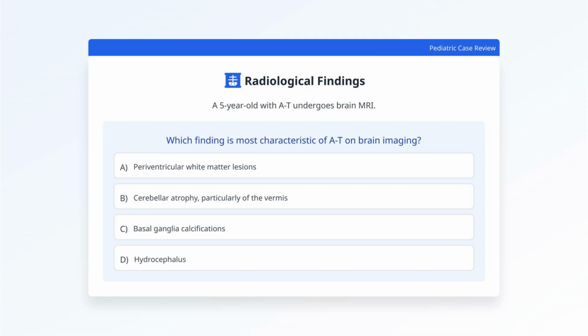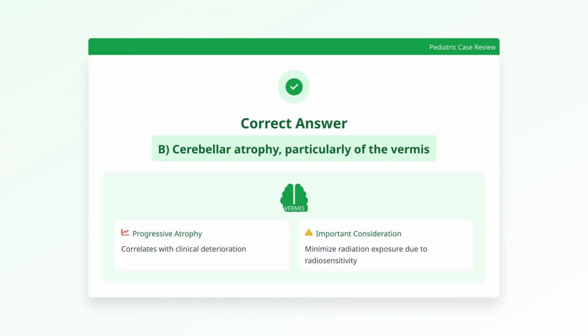A 5-year-old with ataxia telangiectasia undergoes brain MRI. Which finding is most characteristic of ataxia telangiectasia on brain imaging? A. Periventricular white matter lesions. B. Cerebellar atrophy, particularly of the vermis. C. Basal ganglia calcifications. D. Hydrocephalus. The correct answer is B.